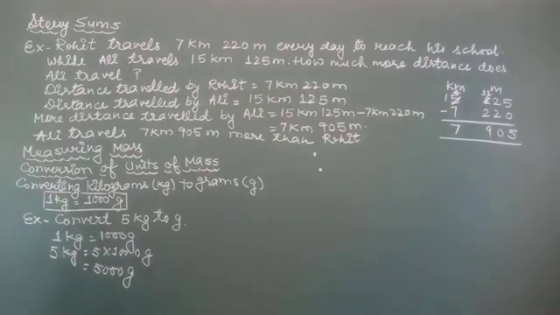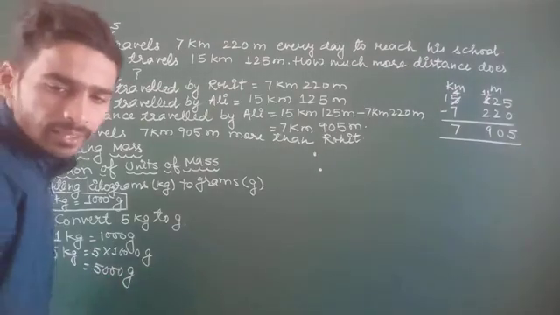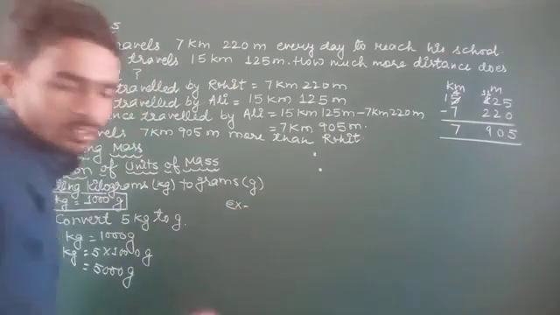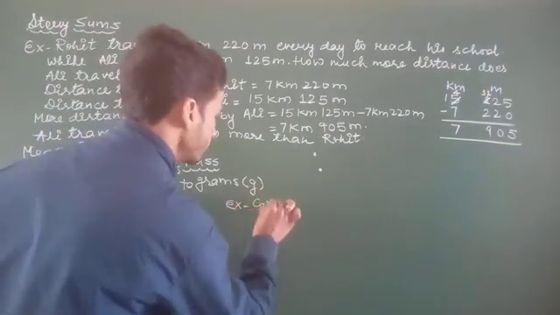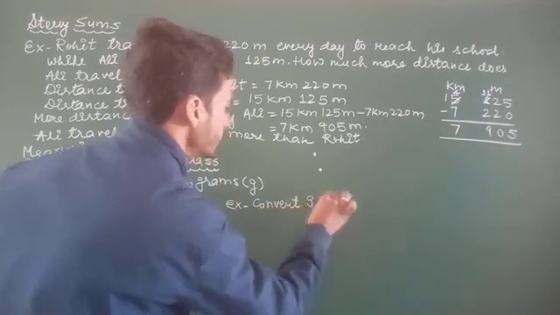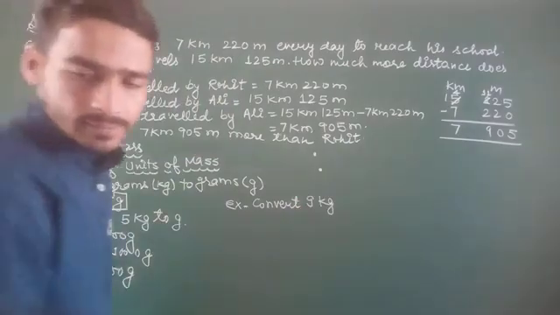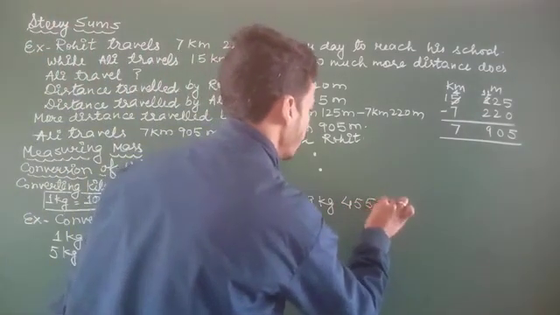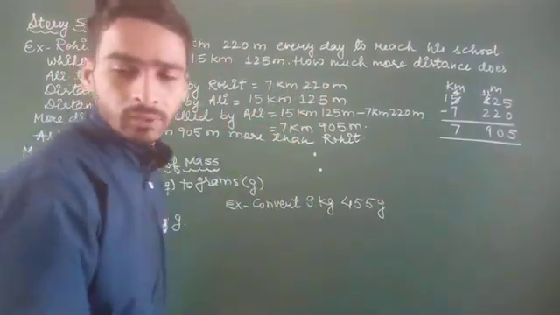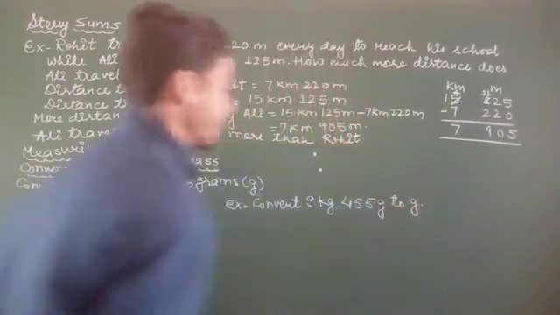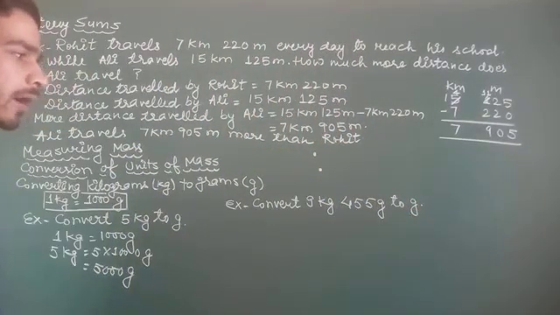Now come to the next example. Convert 9 kg 455 gram to gram.